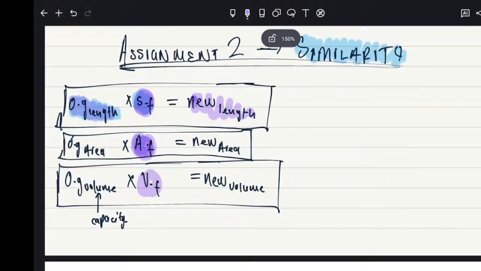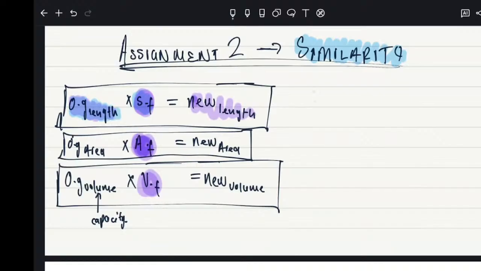Hey you, what are you doing? Don't you know that's wrong? Areas are related by area factor. Volumes are related by volume factor. Lengths are related by scale factor. So scale factor is strictly for lengths. Please. You are smart. Stick to this, please.